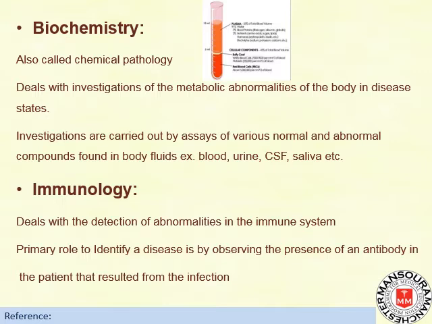The immunology one is the lab dealing with the detection of any abnormality of the immune system. The primary role is to identify a disease by observing the presence of an antibody in the patient resulting from infection. This is just a preliminary thinking. We have different lists of immunological and biochemical investigations done in every lab.